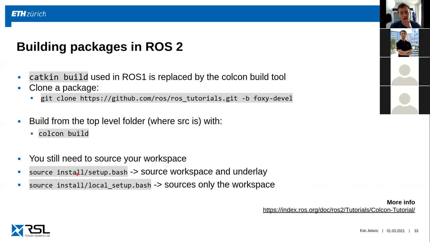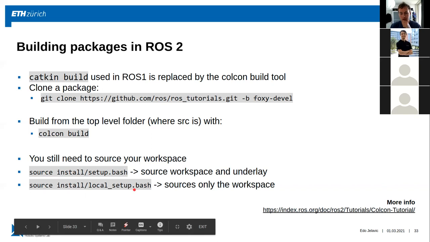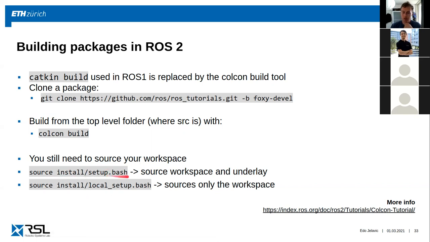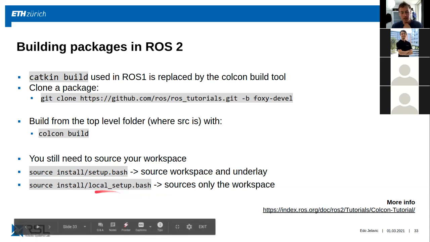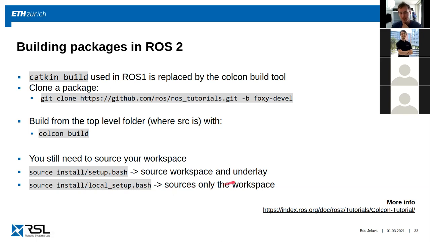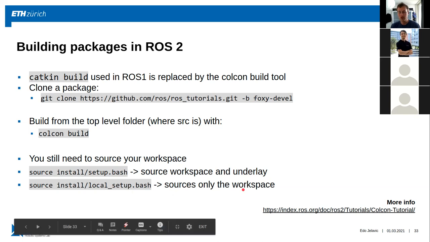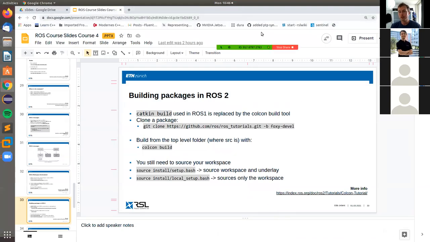And in ROS2, we also have the local setup. The main difference is that if you source your setup.bash, this sources your current workspace and also the underlying workspace, which, for example, can just be the system install of ROS, which is this opt/ros/foxy setup.bash. And if you source only the local setup, it will not source the underlying workspace. It will really source only the thing that you built.